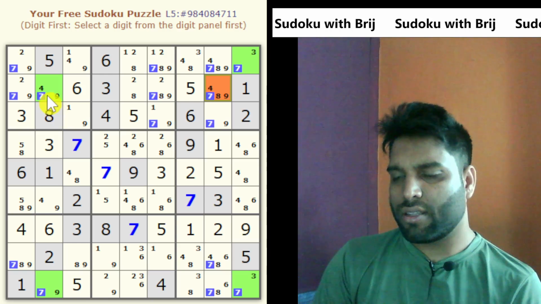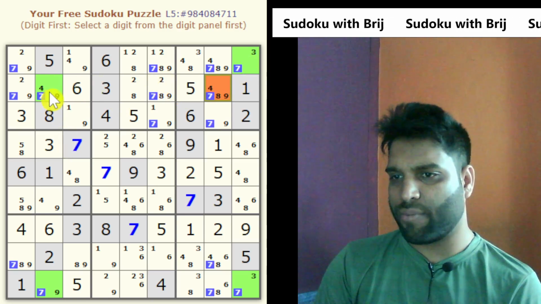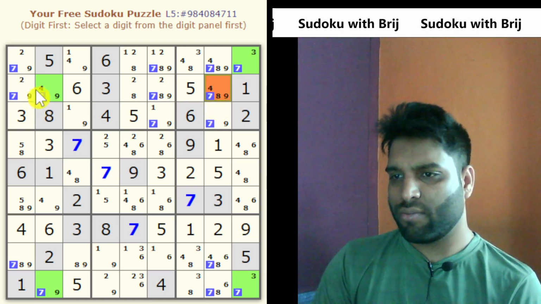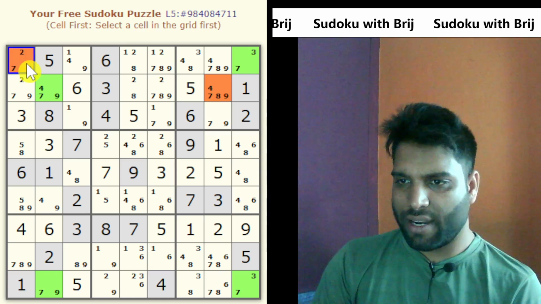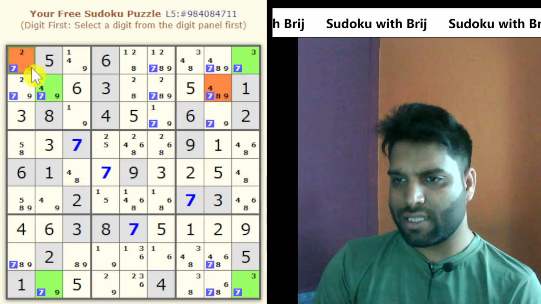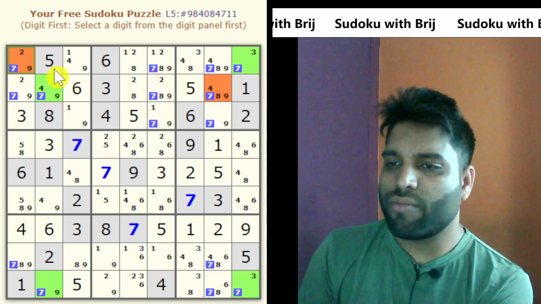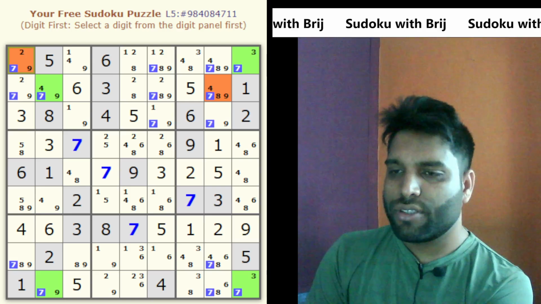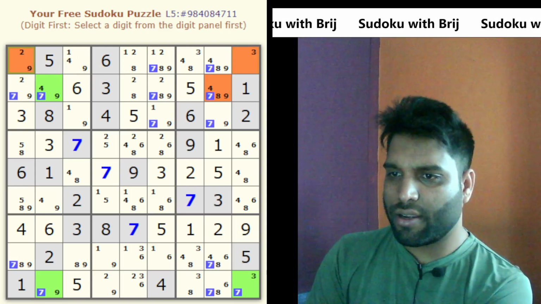So now any cell which can see both these two tops of the skyscraper, this one and this one. For example, this cell can see both of them. Also, I think there is another cell. Let me highlight it, this orange one. So this orange one can also see this 7 and this 7. So we can eliminate the 7 from these orange cells which can see both the tops of the skyscraper. So now let me remove the 7 from here and here.